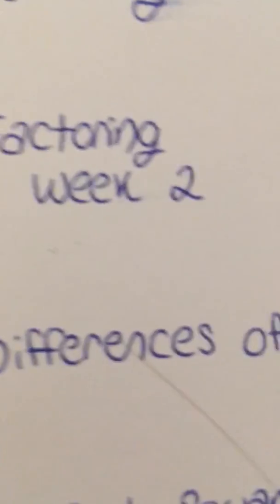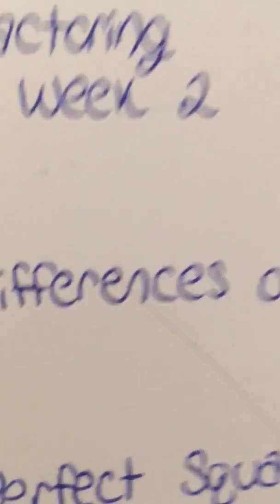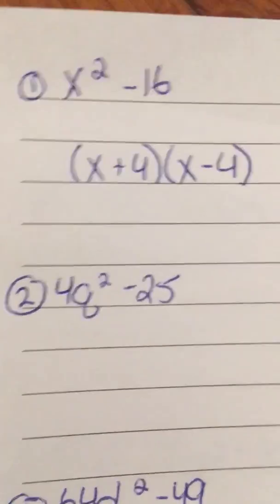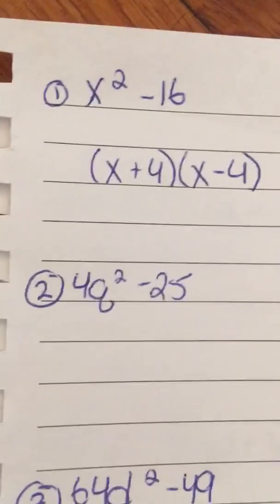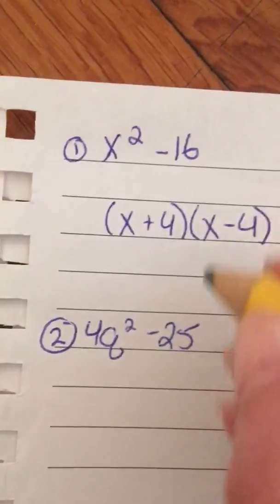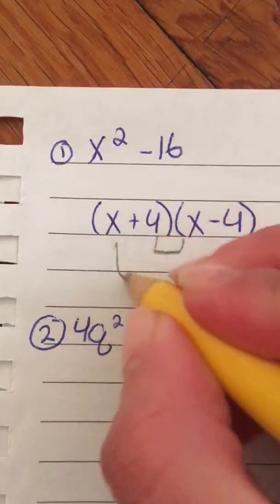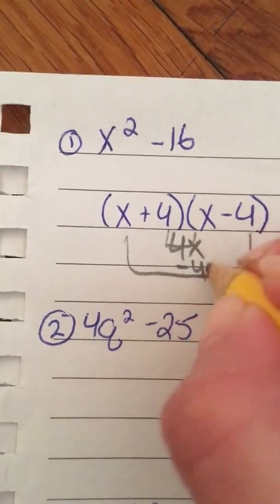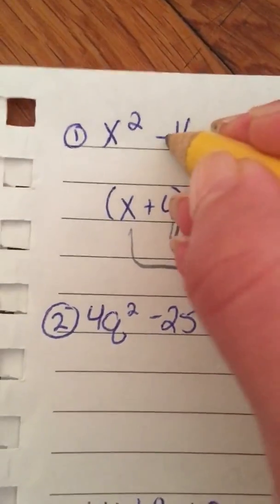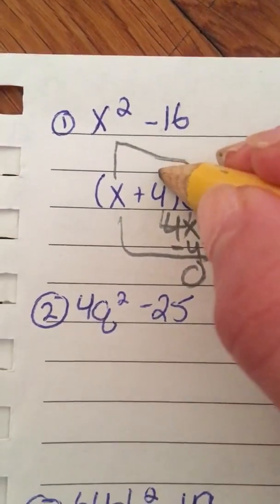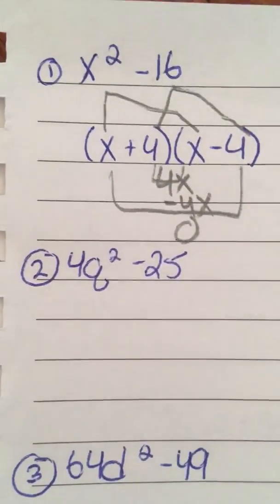Alright, so we are moving on to factoring differences of squares. So let's do some examples together. We did the first one here for you. It's x squared minus 16. Basically, it's still the same reverse FOIL process, but you want your inner and outer to add up to 0. So here you have 4x on the inner, negative 4x on the outer. They add to 0 because there's no middle term. The first, x times x is x squared, and the last, 4 times negative 4 is negative 16.